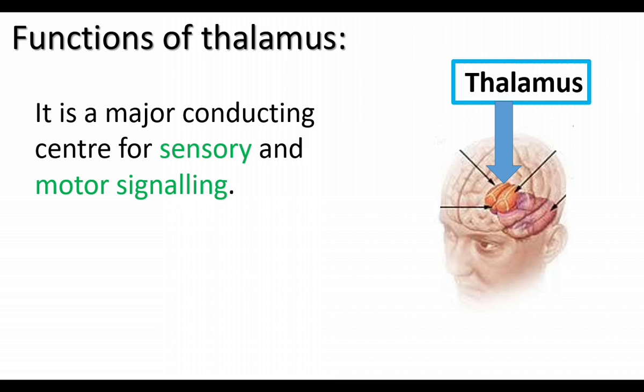What are motor signals? The brain is sending command for the working of various organs. That is motor signaling. Sensory and motor signaling pass through the thalamus. And thalamus acts as relay center. Relay center receives the signal and transmits the signal. Thalamus receives signal from various organs and sends the signal to various parts of the brain. So it is a relay center.